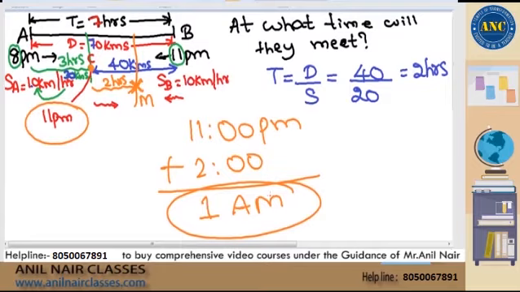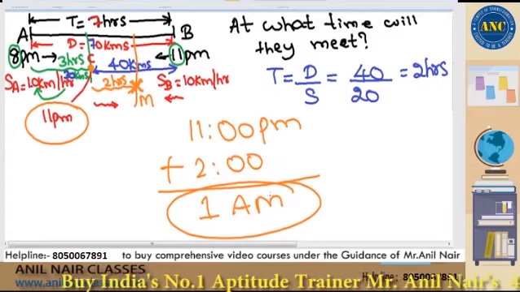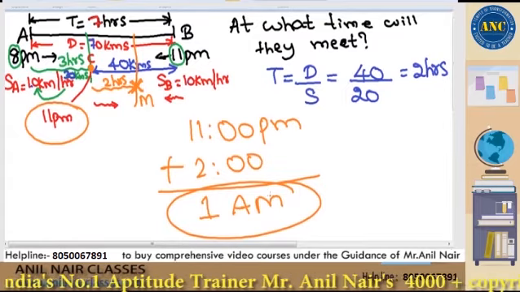I hope it is clear, sir. Very, very logical way of solving. You need not waste your time in doing so many unnecessary things. You can actually solve it very, very easily. First question is distance. Second question is time.